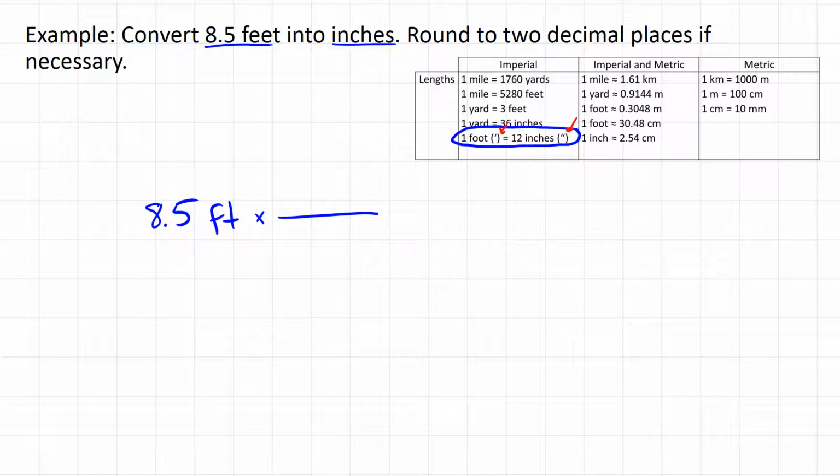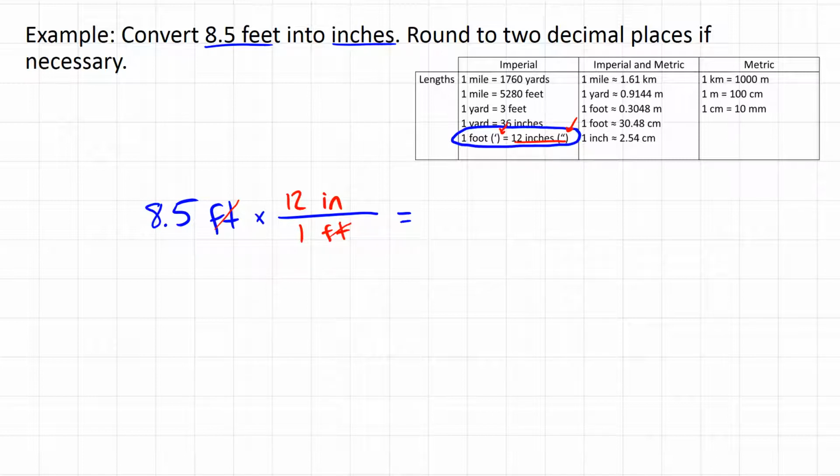So we have 8.5 feet times, and now we want to fill in this fraction from this table. So the units that we want go on top, that's 12 inches, and the units that we have go on the bottom, that's 1 foot. And then we can confirm that those units are going to cross each other out. So the feet are going to cancel out.